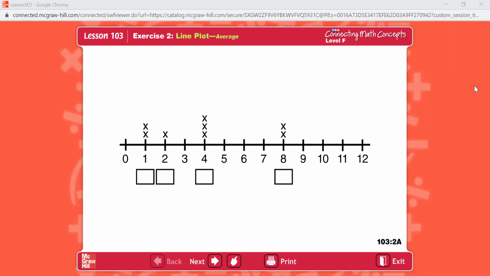Math, lesson 103. Here is a new kind of problem. It's called a line plot. It shows the x's above some of the numbers. We're going to find the average. The steps for finding the average are the same as the steps for finding the balance point of weights.